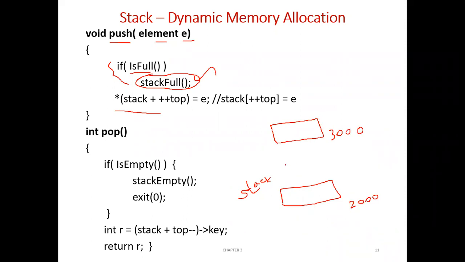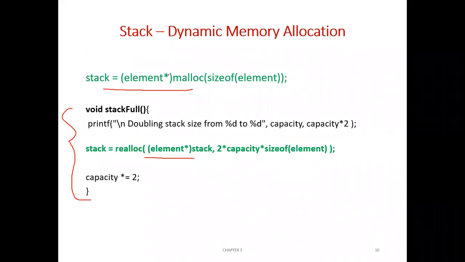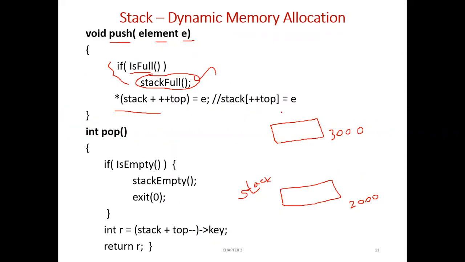Now I'm talking about this particular statement, stack equal to element star malloc size of element. That memory is allocated and that starting address will be stored in stack. This stack is a pointer, which means stack is pointing here. Now the new element, which is a variable of type element, that is E, should be placed here. That should become the value of this location.